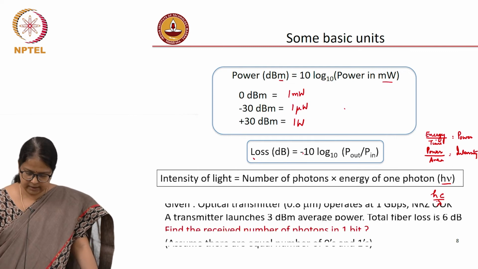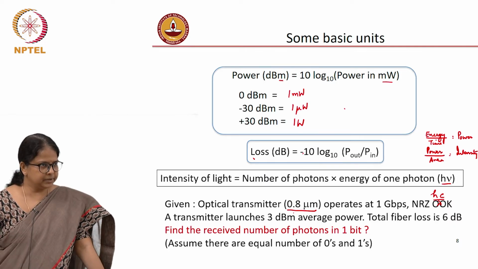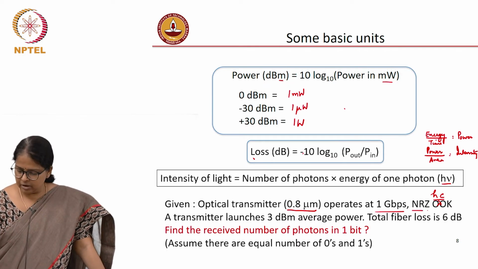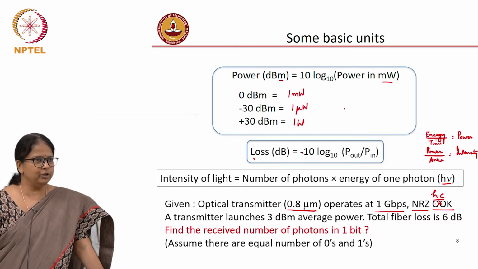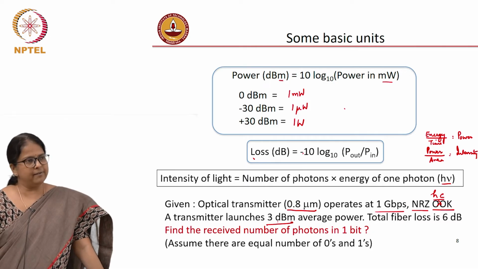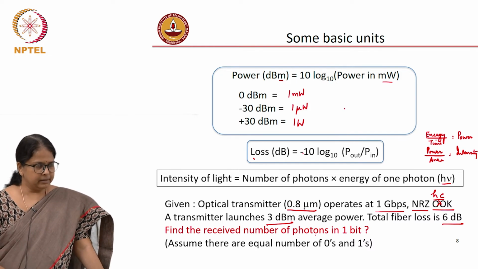So, the question to you is this: an optical transmitter wavelength is 0.8 micron, a typical wavelength of optical communication. It is operating at 1 gigabit per second in non-return to 0 on-off keyed modulation. By now you should know what on-off keying is, and what non-return to 0 is. The transmitter is launching 3 dBm of average power. The total fiber loss is 6 dB. What is the received number of photons after that length of fiber in 1 bit? You can assume that there are equal number of zeros and ones.